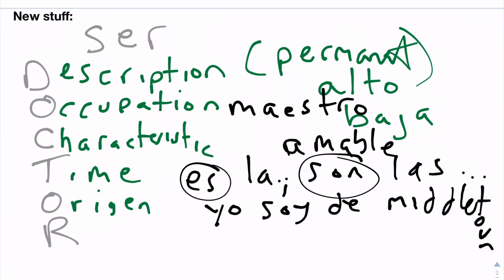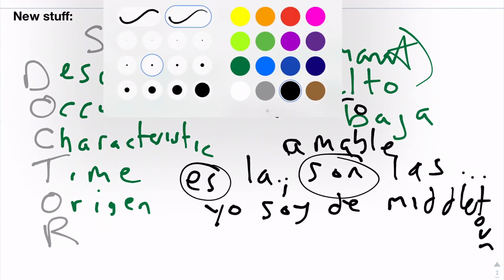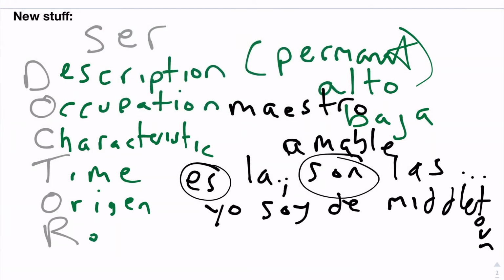So if you would want to say something like, he is my father, or it is my pencil, you would use ser as well. So all of these items we use ser for. So when would we use estar becomes the next question. That's a great question. And we'll continue with that right now.